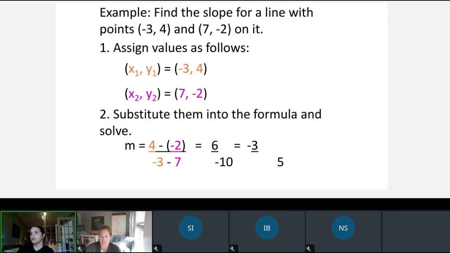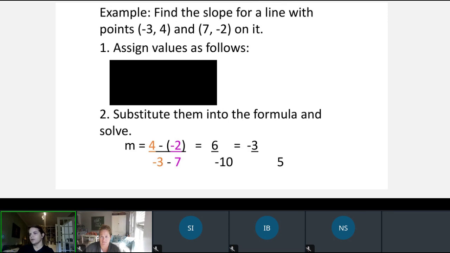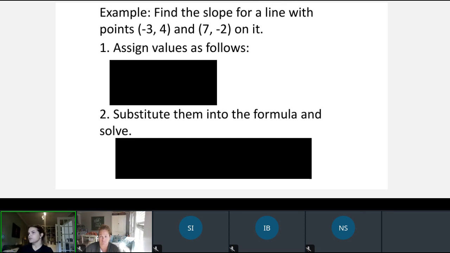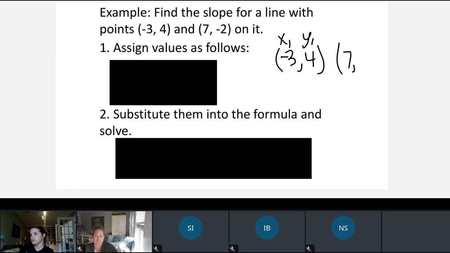All right, so let's cover some of this up so you're not overwhelmed. Find the slope for a line with the points (-3, 4) and (7, -2) on it. On your paper, you're just going to have your points here, and all you're going to do is decide, okay, this is my first one, so that's going to be x1 and y1. The second one will be x2 and y2.